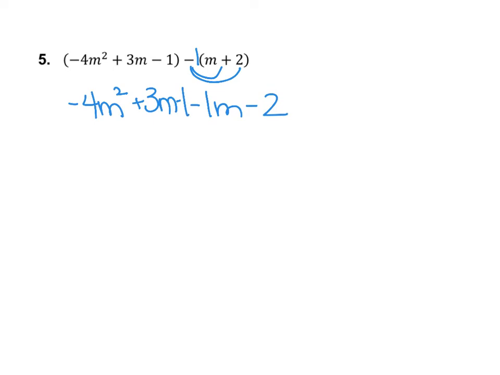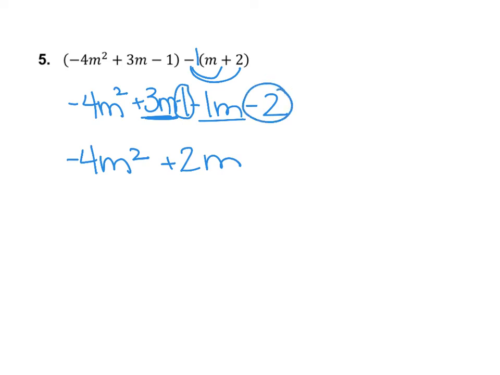All right, so now let's combine our like terms. I don't have anything to combine with this negative 4m squared, so I'm just going to leave that alone. And then we're going to look at our m's. So 3m minus 1m is going to give us positive 2m. And then let's combine our numbers without the variables, and that'll give us a negative 3.